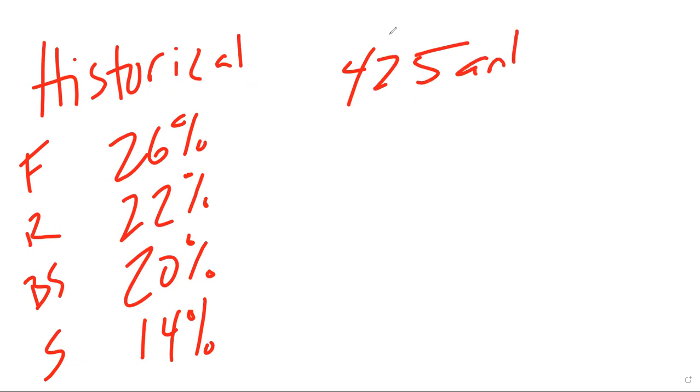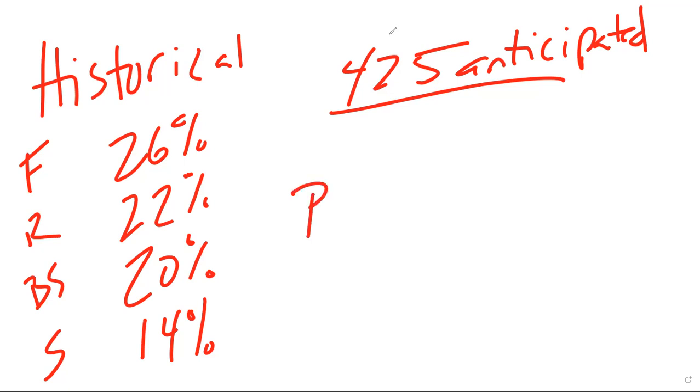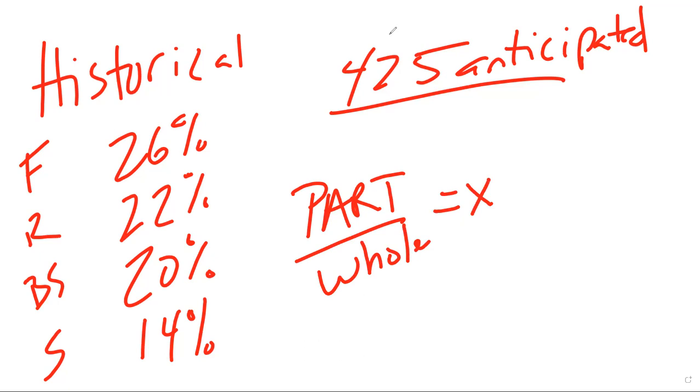Okay. All right. So what this is saying is we have 425 anticipated covers, right? We have 425 anticipated guests that are going to be coming into our restaurant for whatever that dinner shift is. And it's talking about fish, correct? Yes. Okay. Good. So now let's use this part divided by the whole equals percentage. Oops. Okay. So 0.26 divided by 425.